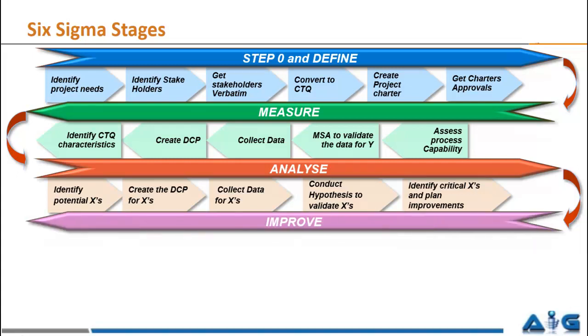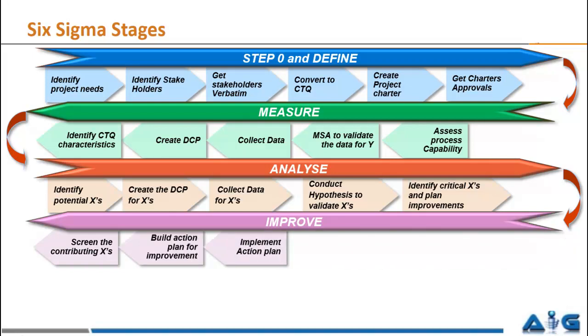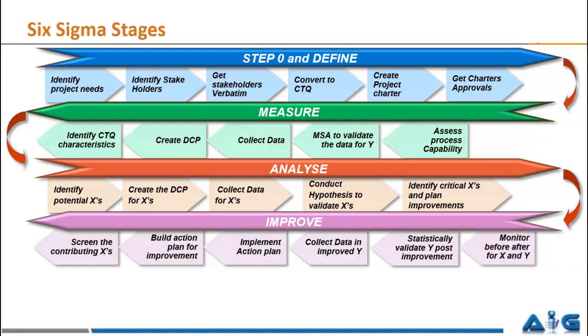In the improve phase, you screen the contributing X's, build the action plan, implement the action plan for improvement, and once the improvement has been made, you collect the data for improved Y and validate whether the goal that you set out to achieve has been achieved or not, and that has to be done statistically. You also may want to monitor the before and after of your X and Y.